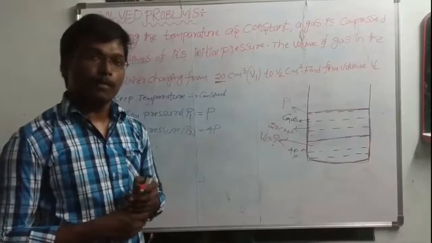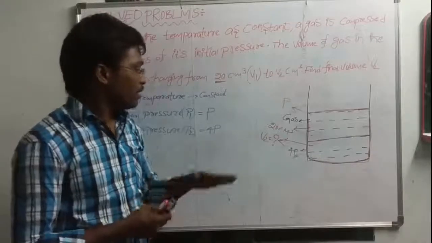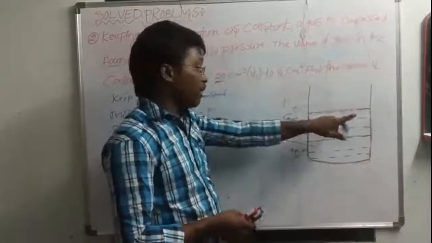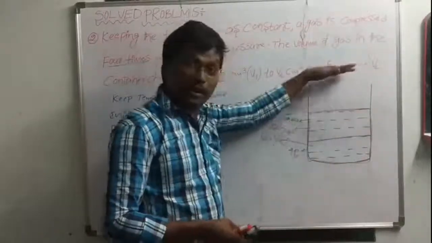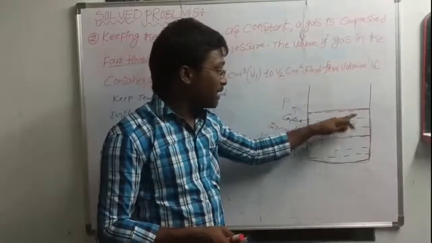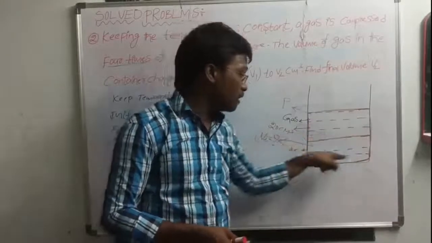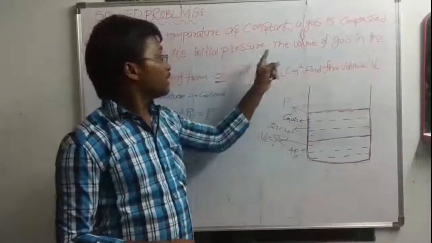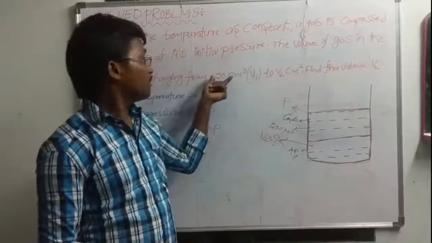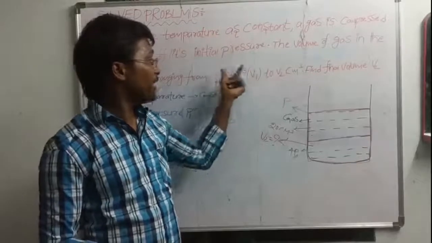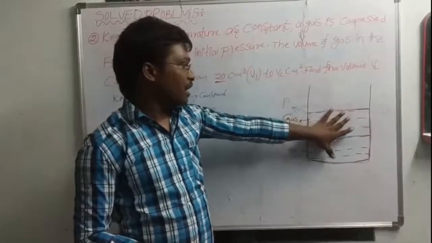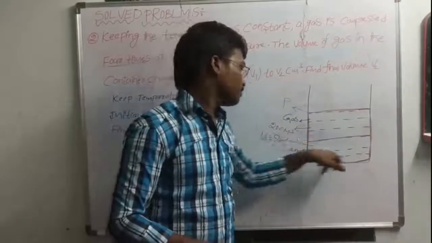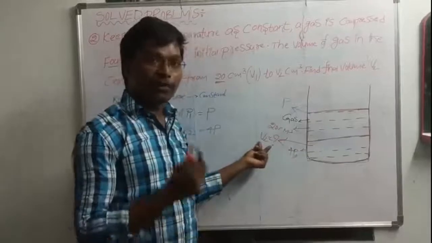Okay. Now volume V1 is 20 initially, this one. But after compression, the gas level is reached here. So this volume, how much is he asking? What is the volume? V2. The volume of the gas is changing from 20 to V2. Initially 20. After compressing, the level is reached here. What is this volume? V2. We have to find that.